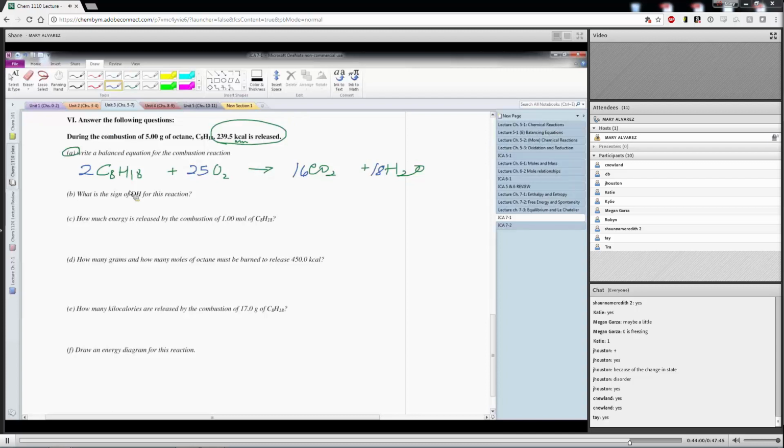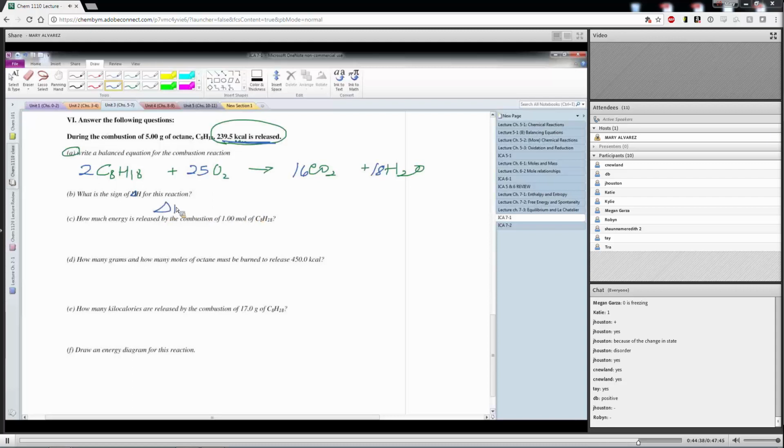The sign of delta H for that reaction. I told you it was released. And you know that you're burning something. So what's the sign of delta H? I've got 1 vote for positive, 1 vote for negative. Any tiebreaker votes? Robin votes for negative. It is negative.